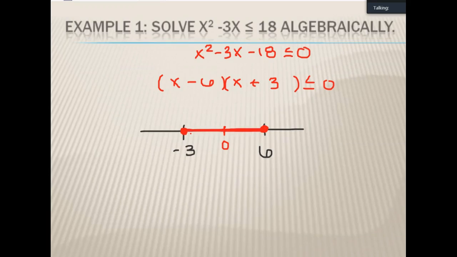And your solutions lie between your roots. You can always check the outsides if you want to. So you could plug in 7 or negative 4. But if you plug in 7, you're going to get a positive. And if you plug in negative 4, you're also going to get a positive. So those are beyond or above. So all my solutions are coming from below. Does that make sense?